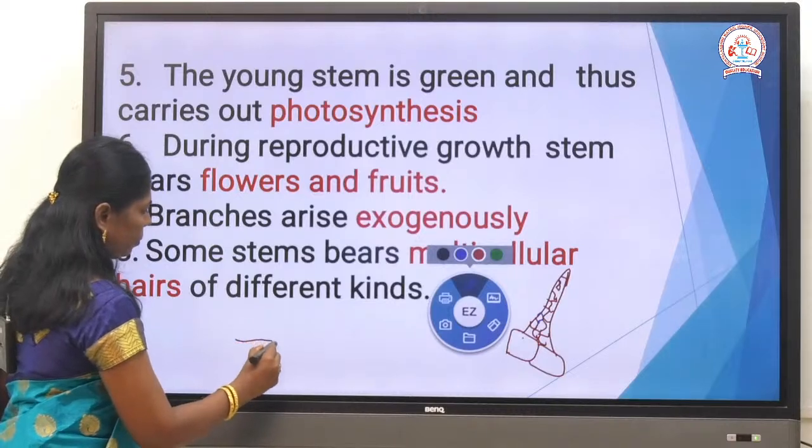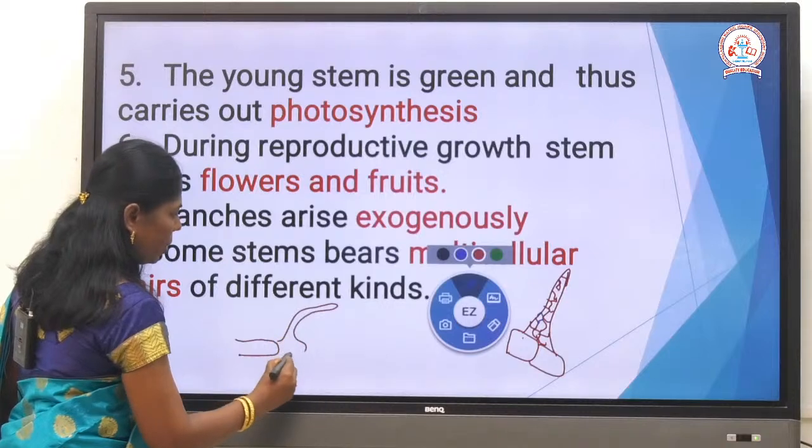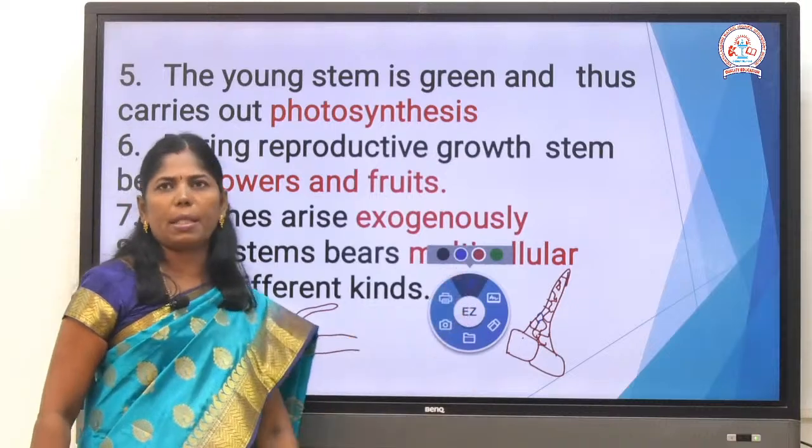Unicellular? This is a unicellular condition. If we look at it like this, we call it unicellular. So that is a multicellular.